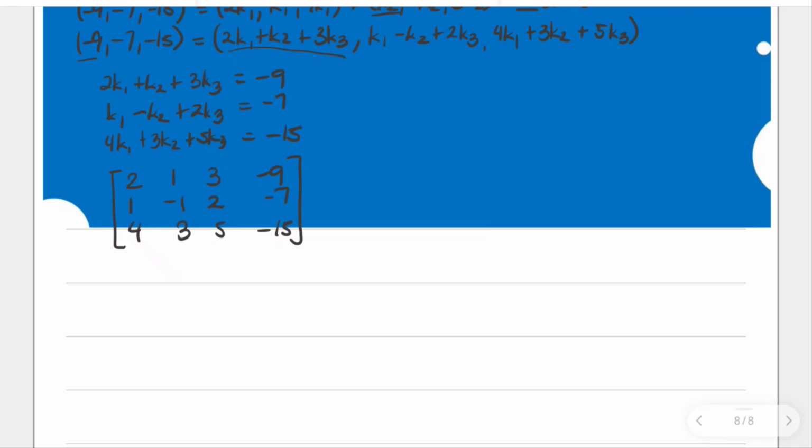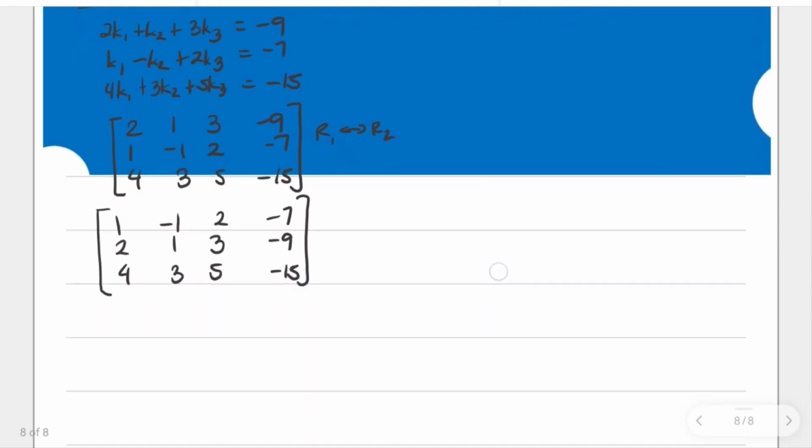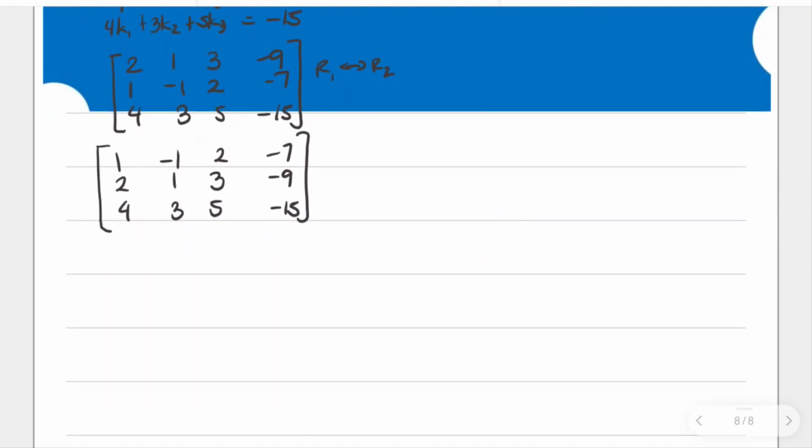So let's start. I would like to interchange row 1 and row 2 so that I will have a leading 1 in my first row: 1, -1, 2, -7. So I have 2, 1, 3, -9, and 4, 3, 5, -15. And I'm going to apply elementary row operations here. It will take long, but this is the process for verification. So I would like to multiply -2 to row 1 and add it to row 2 for a new row 2, and multiply -4 to row 1 and add it to row 3 to have a new row 3.